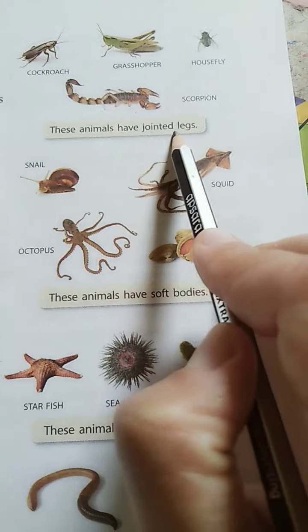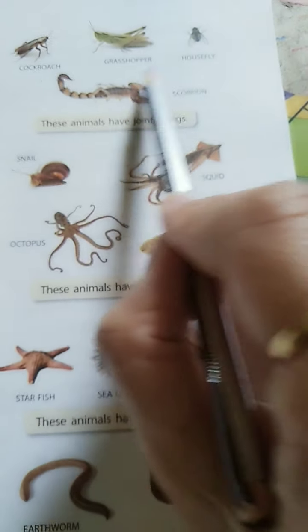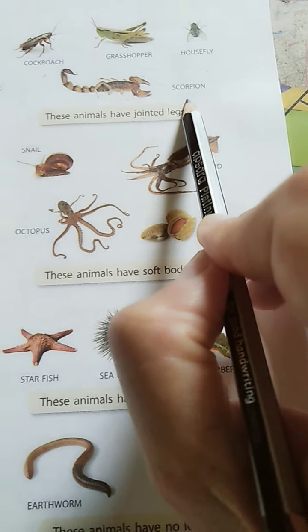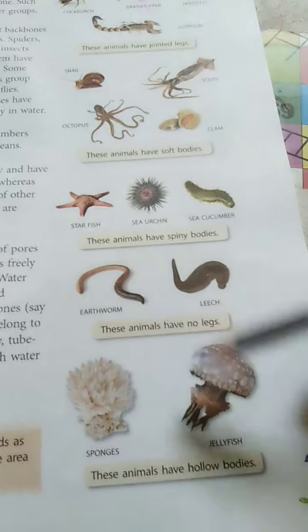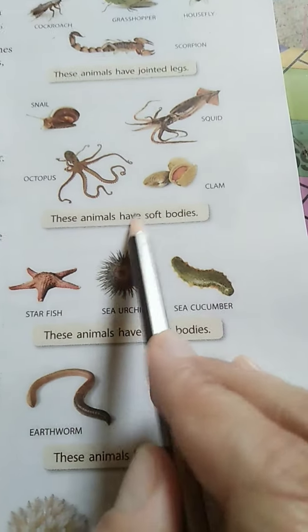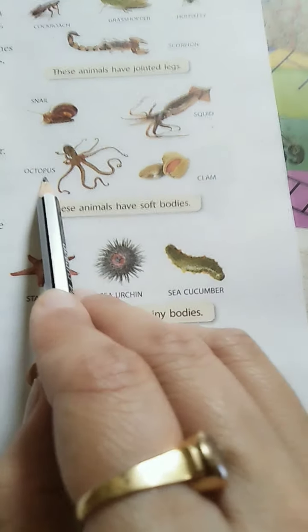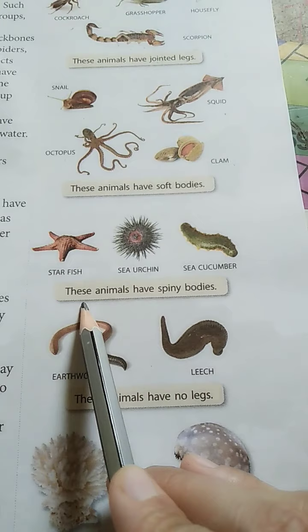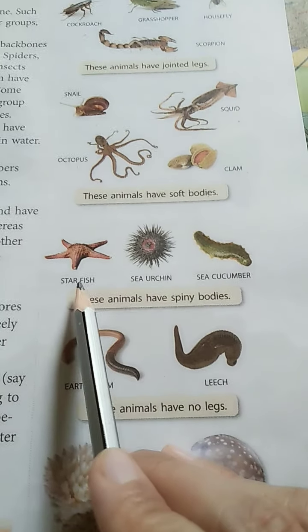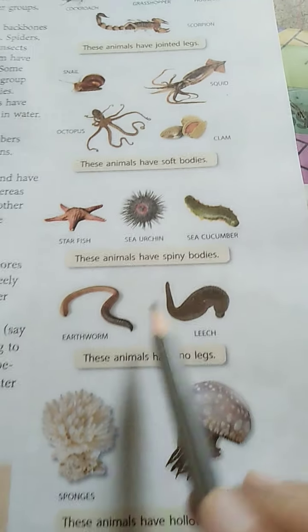These animals have jointed legs, means their legs are joined, like cockroach, grasshopper, housefly and scorpion. Now, this is a group of animals that all don't have backbone. They are animals without backbone. Now these animals have soft bodies. Snail, squid, octopus, clam. They have soft bodies. These animals have spiny bodies. Now they are starfish, sea urchin and sea cucumber.